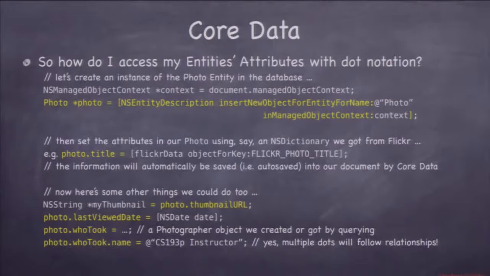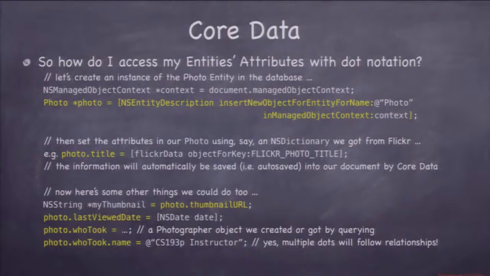I can obviously do photo.whoTook equals some photographer object, but I can even say photo.whoTook.name equals the name of the photographer. So if I have a Photo *, I can actually set the name of the photographer who took that photo. I'm just using dot notation. This is normal dot notation. It's just that Photographer implements name, and Photo implements whoTook, and whoTook is a Photographer.